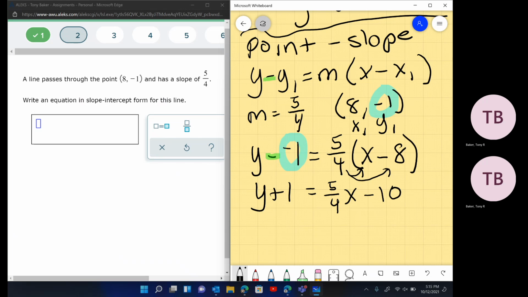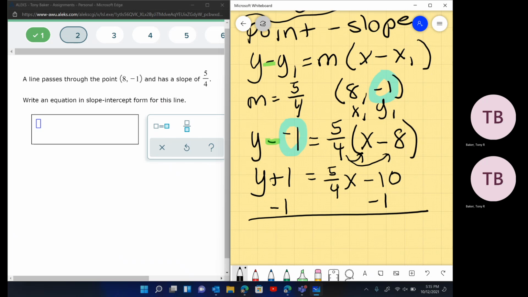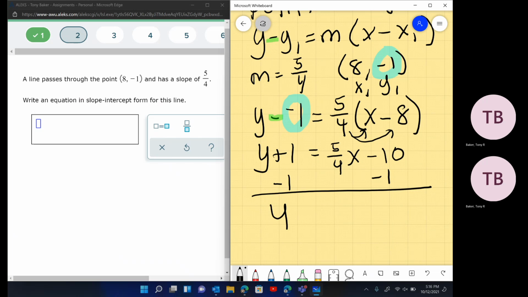The only other thing I have to do is get the y by itself because I still need it in slope-intercept form, which is y equals mx plus b. So I'm going to subtract this 1 from both sides. So I have y equals 5/4 x minus 11.